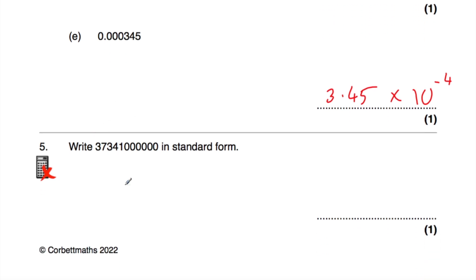So question number 5, we've got this number and we need to write it in standard form. So let's put our commas in definitely here. A comma there, a comma there, a comma there. So 37,341,000,000, and we need to write that in standard form.